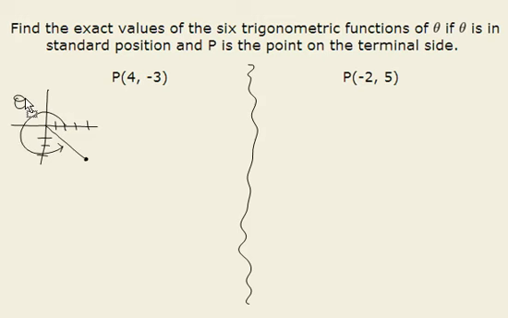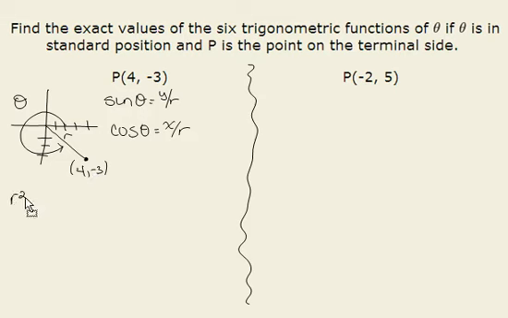quadrant 4. We will notice that we have the relationships that the sine of theta is equal to that y-coordinate over r, and cosine of theta is equal to the x-coordinate over r. We must now first solve for r, given that x is 4 and y is -3.